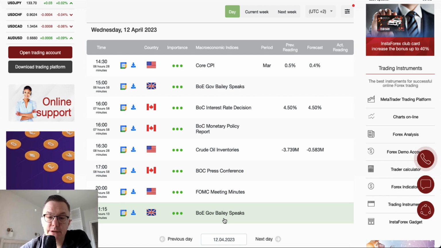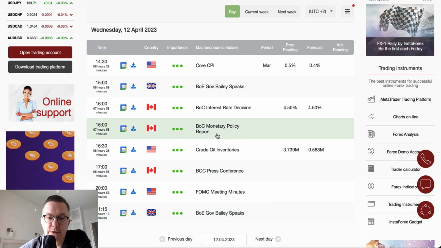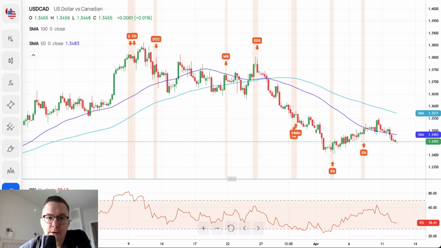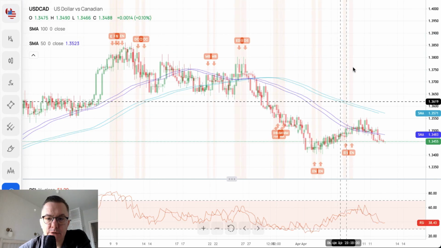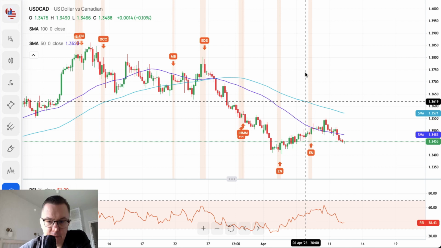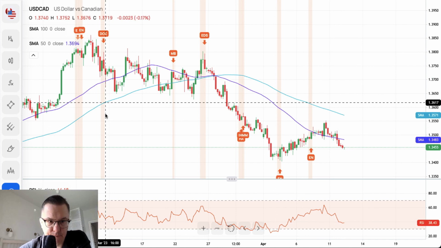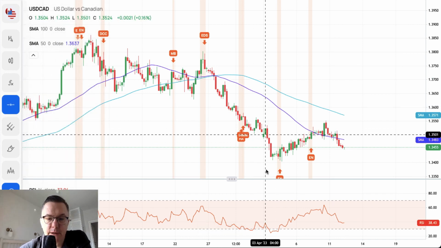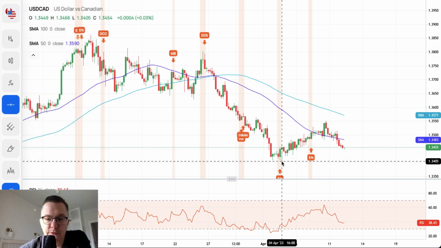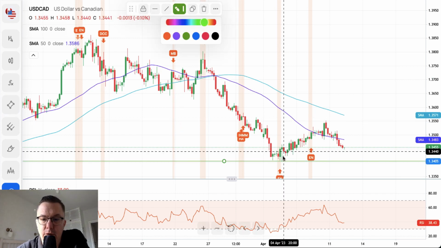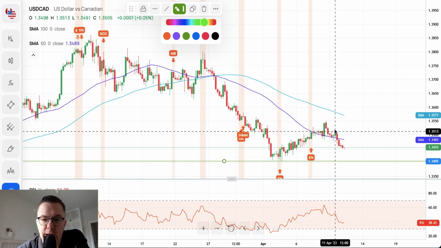So, it looks like a very interesting day for today, and because of the interest rate decision of the Bank of Canada, let's take a look at the US dollar to the Canadian dollar 4-hour chart. The US dollar to the Canadian dollar 4-hour chart is looking very much bearish because we have been trying to move higher after the bounce from the level of 1.3405.